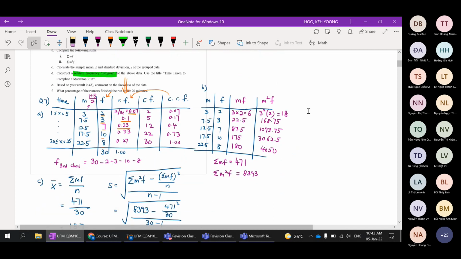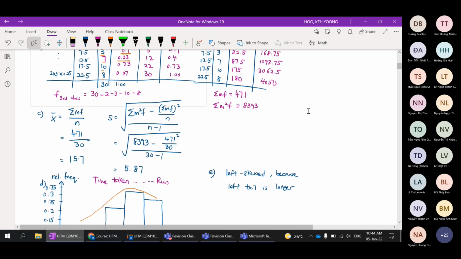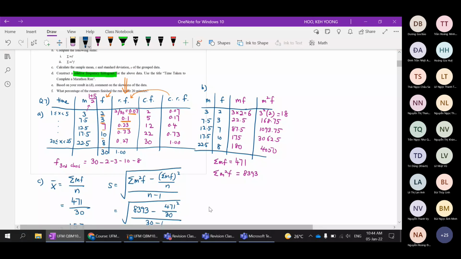Next, what percentage of the runners finish the run under 20 minutes? What is the percentage of runners who finish the run under 20 minutes, meaning within 20 minutes, less than 20 minutes? We can refer to the table to find the percentage. Okay, we can look at this.